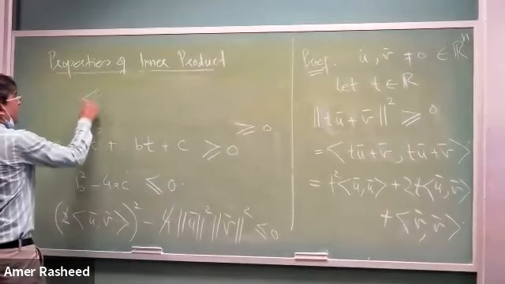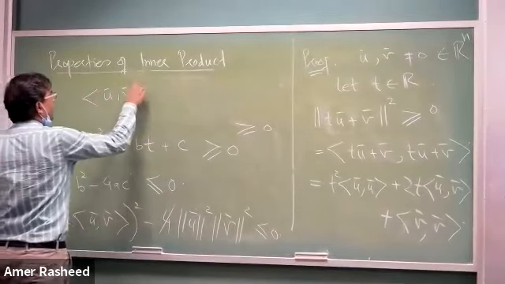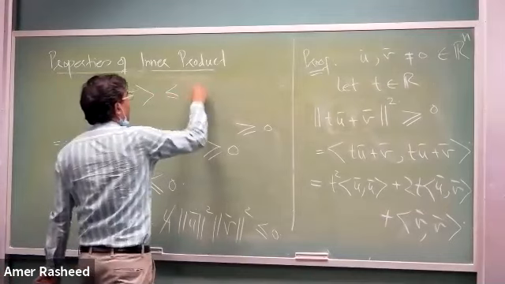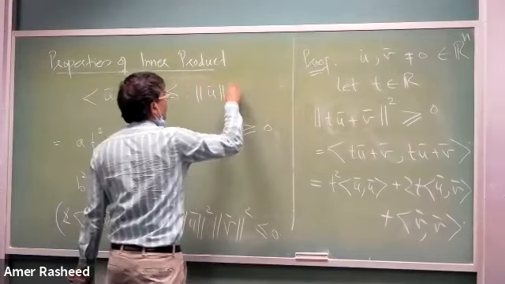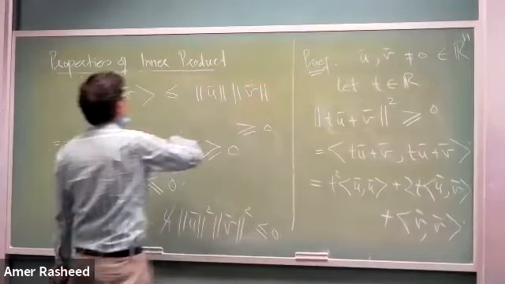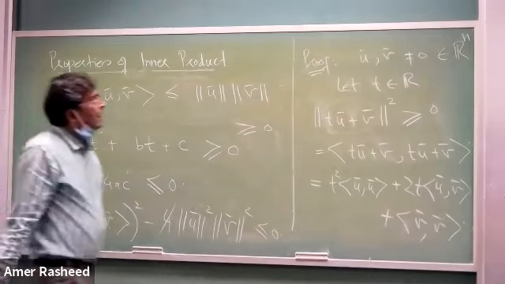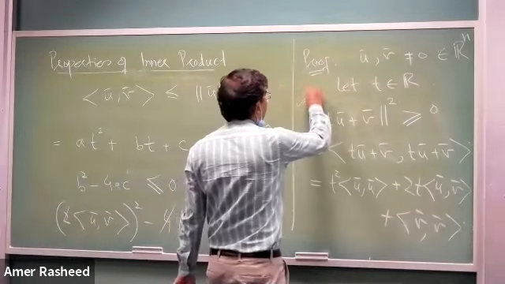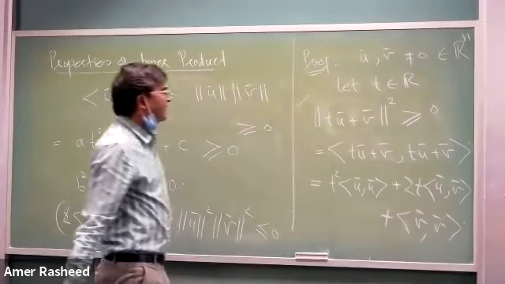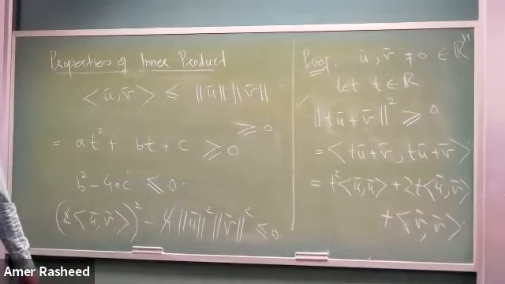So this one becomes the inner product of u and v less than or equal to norm of u into norm of v, which is the Cauchy-Schwarz inequality. Now, if you have any question, you can ask me. Now let's come back to this thing. Why have we started with this thing?